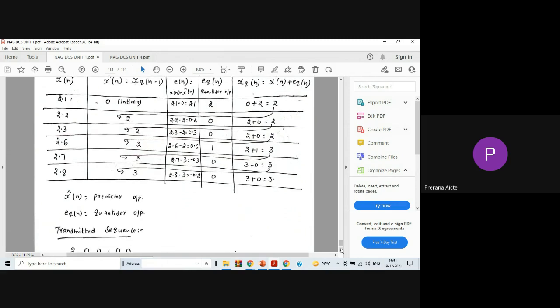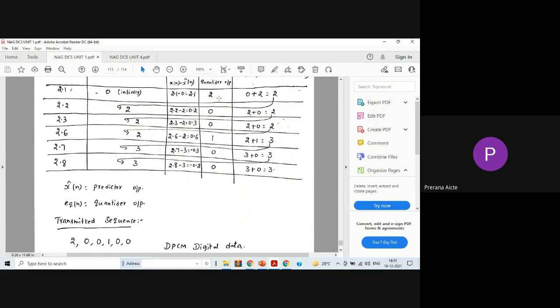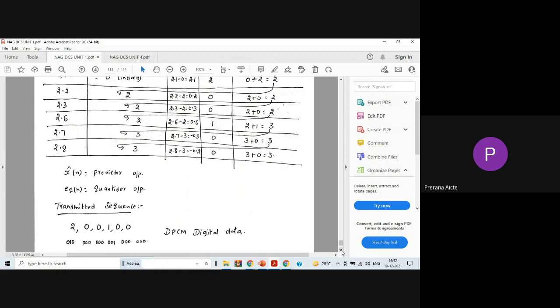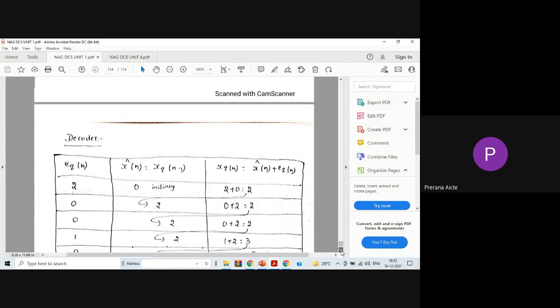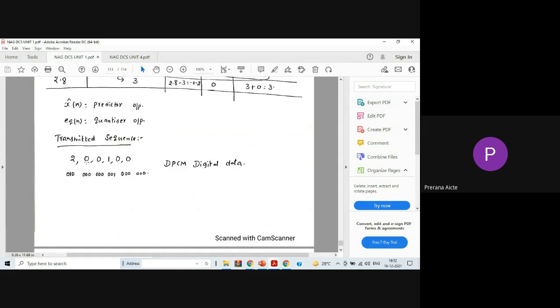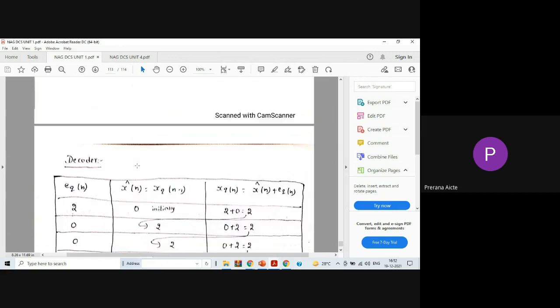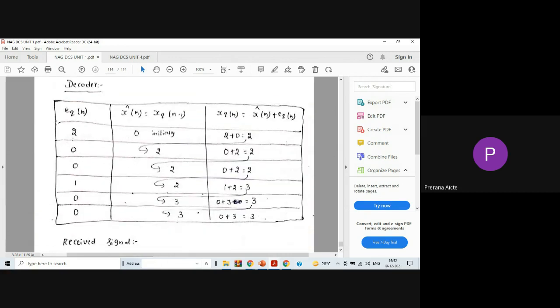Then what is the transmitted data sequence? What are we transmitting to the transmitter part? We are transmitting the data as 2, 0, 0, 1, 0, 0. This is the data we are transmitting. Okay. Now see the receiver part, the DPCM decoding part. Because we are transmitting the data as this, it will act as the input to the DPCM receiver part. So EQ of n equals 2, 0, 0, 1, 0, 0.